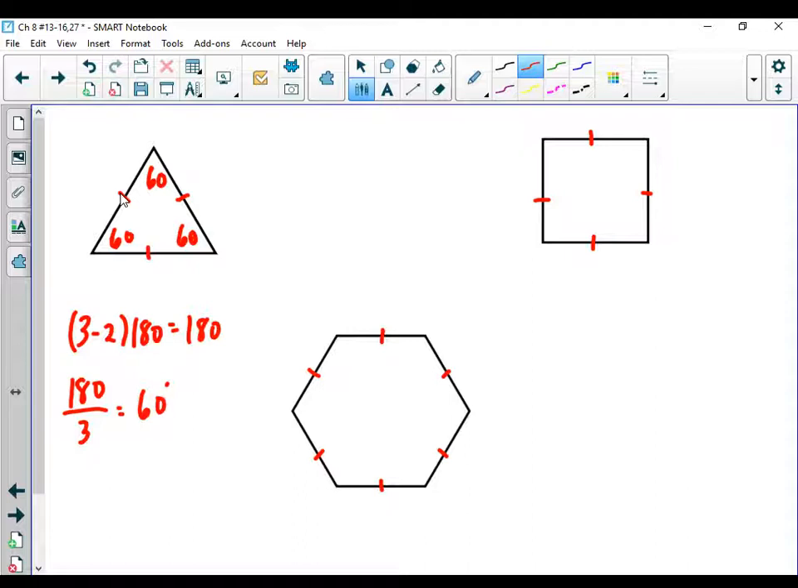I can do the same thing with my square over here. First of all, we have 4 sides, so 4 minus 2 times 180 is 360, which we already knew. I've got 4 of these angles, so if they're all the same, I can divide by 4. And that's another way of showing that all the angles were 90 degrees.